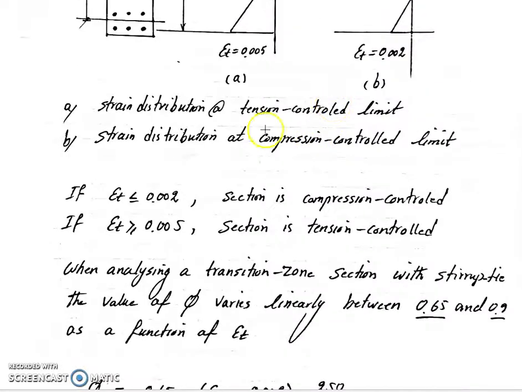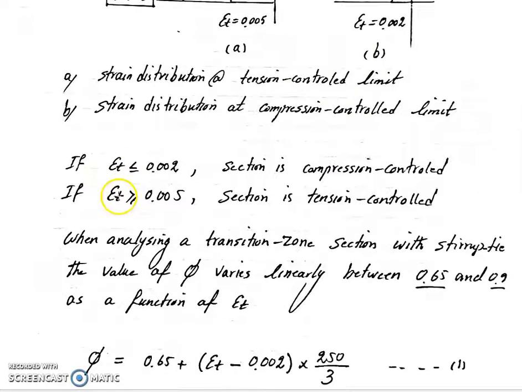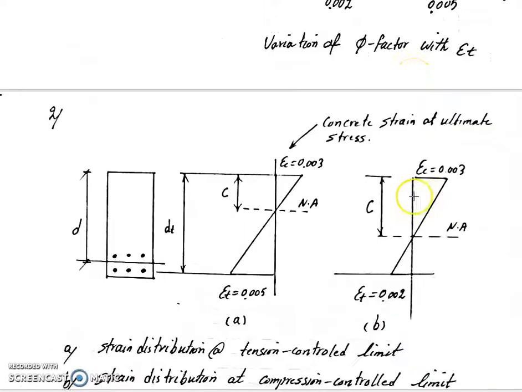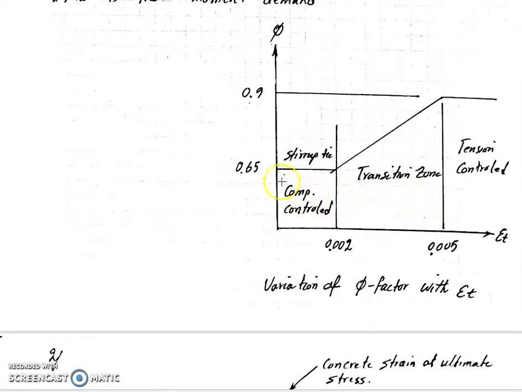As I mentioned earlier, if epsilon t is equal or smaller than 0.002, the section is compression controlled. If epsilon t is equal or greater than 0.005, the section is tension controlled. So we double check it: in compression control, phi is 0.65, and in tension control, phi is 0.9.